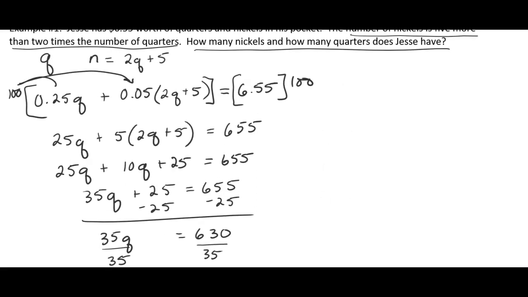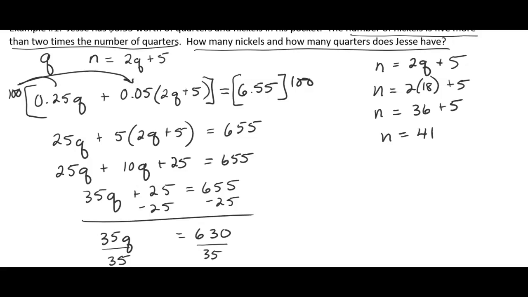Now, how many nickels does he have? Nickels, he has 2 times the quarters plus 5. 5 more than twice the number of quarters. So N is going to equal 2 times 18 plus 5. N is going to equal 36 plus 5. N is going to be 41. So he's got 18 quarters. Jesse has 18 quarters and 41 nickels.